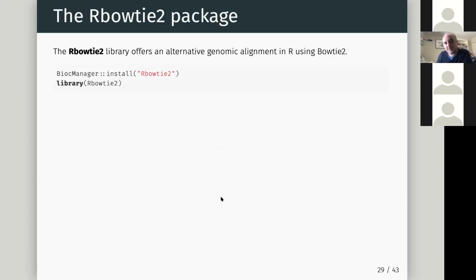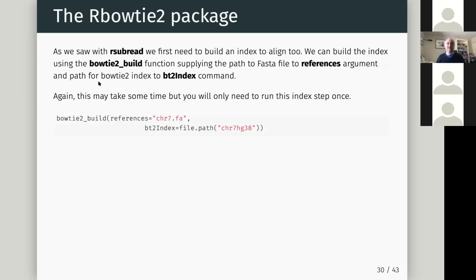So the Rbowtie library is another one. Bowtie2 is another very popular aligner, and there are labs here who really like HISAT2, which is from kind of the same family. So you can get access to Bowtie2 again through R. You just need to do BiocManager install Rbowtie2, library Rbowtie2. Now we have that available to us. As we saw with our Subread, we need to build an index to align to first. And most of these aligners, unless they're using other aligners as part of the process, are going to make you build an index for that specific aligner.